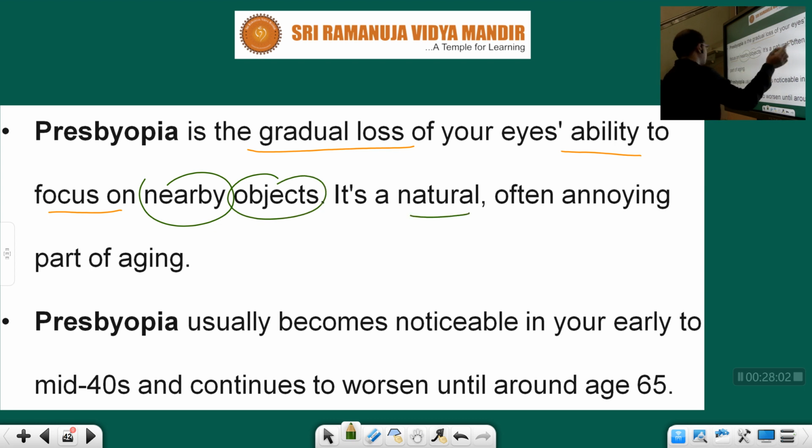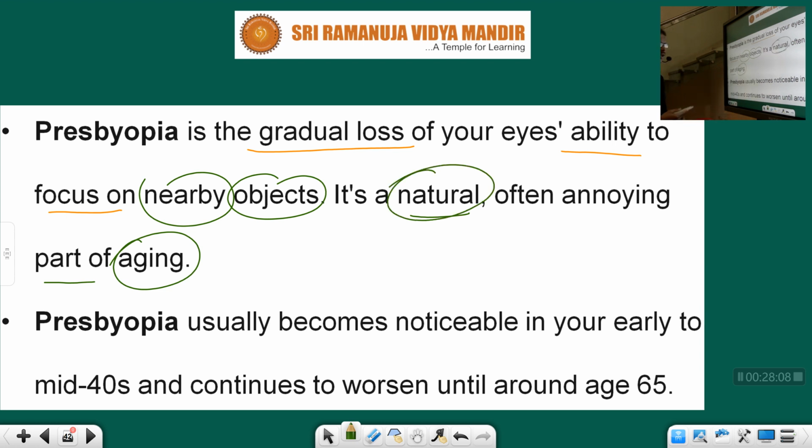It's a natural, annoying part of aging. It's a natural thing, children. We can't stop that one. It happens due to what? Aging.